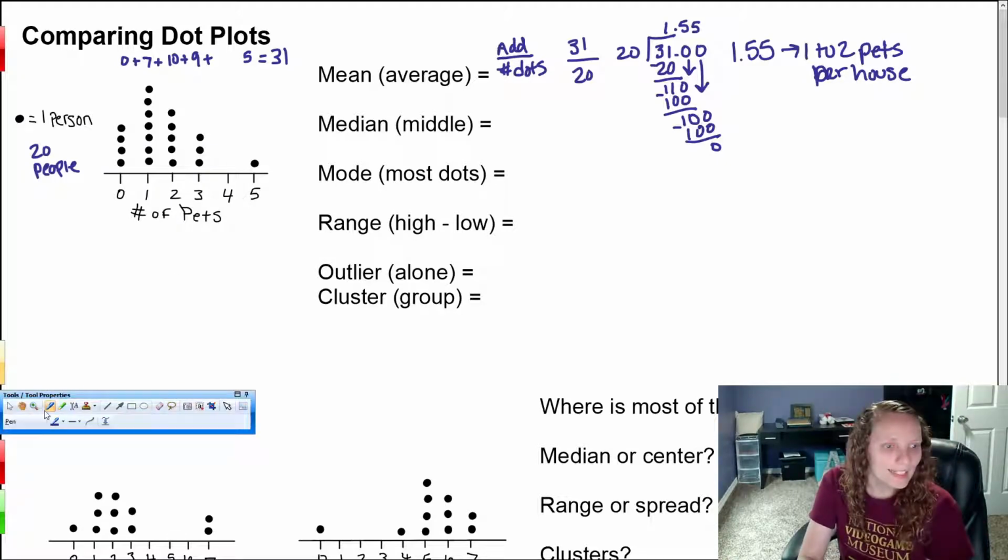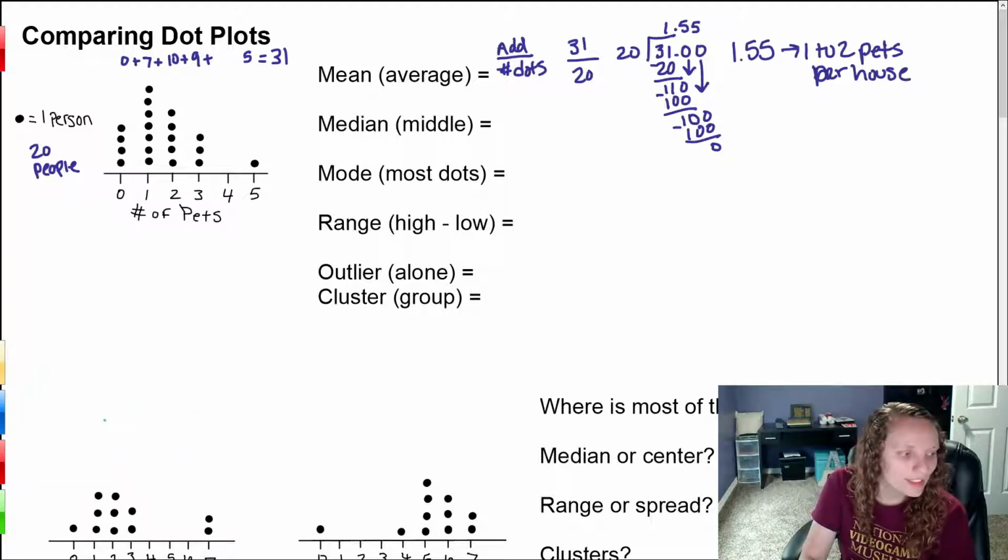Alright, median is the middle. So our goal here is to figure out what is the very middle dot, the median number. To find the middle or the median, we're going to cross off first, last. First, last. And that's going to help us figure out where is the very middle of this data.